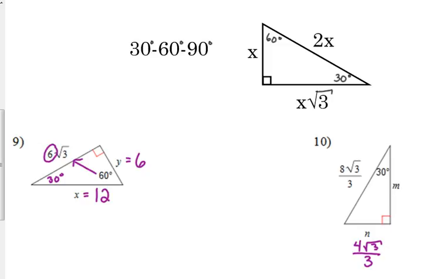Okay? And then once I have the side across from 30, I need to multiply it by the square root of 3 to get the side across from 60, or our m here. So I'm going to take 4 square roots of 3 over 3, and I'm going to multiply it by the square root of 3. Remember what we said on Thursday? When we multiply the square root of 3 times the square root of 3, it leaves us with just 3. And then we can cancel those 3s. So m is equal to 4.